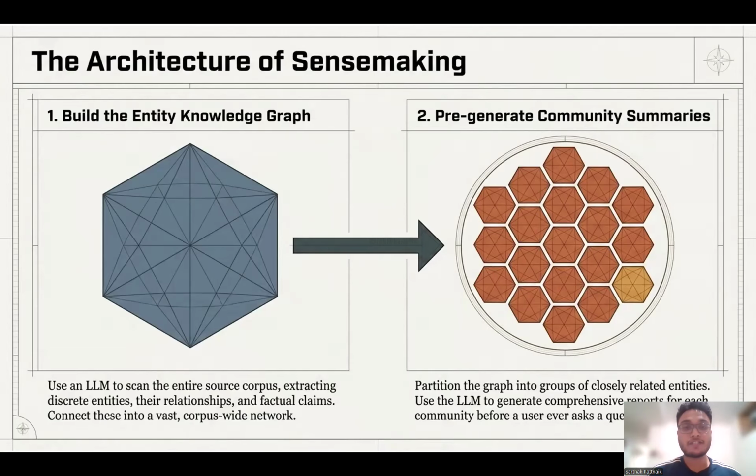So here's the architecture of sense making. As you can see, we ask the LLM to pick out entities and relationships from the document. And then we have these pre-generated community summaries that are interconnected with one another. We have the lowest community summaries at the bottom, and then we group those to form higher and higher group-wise communities, one echelon on top of the other.